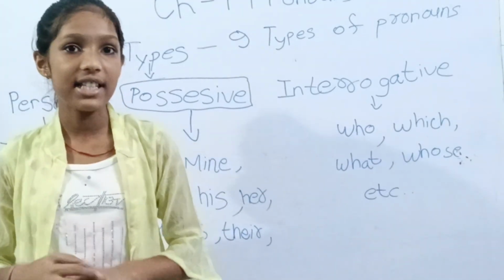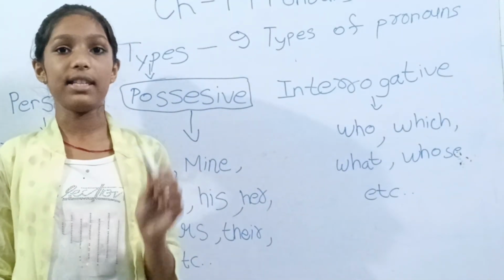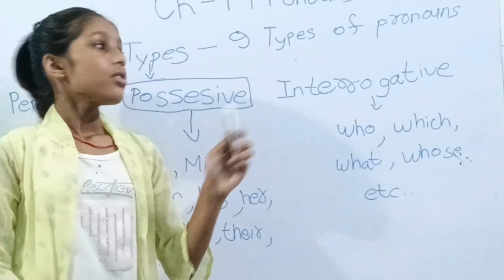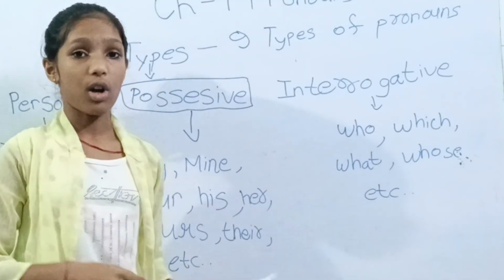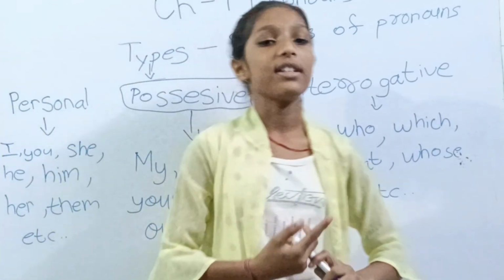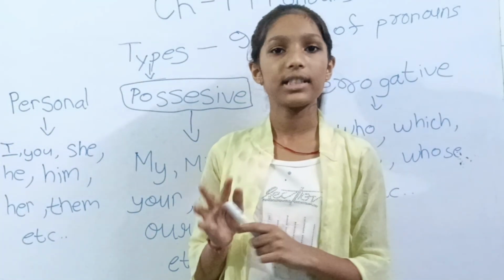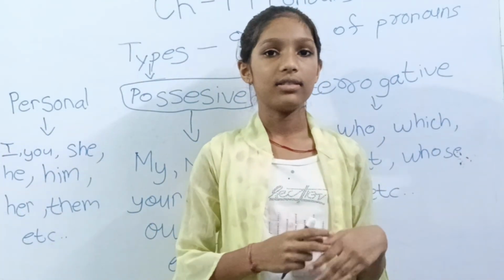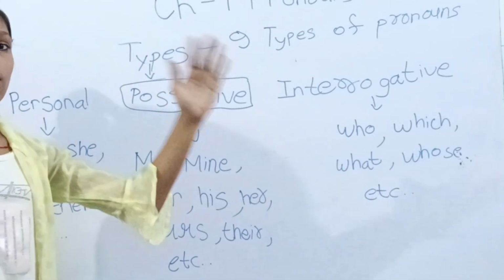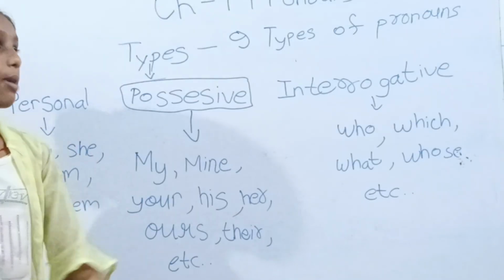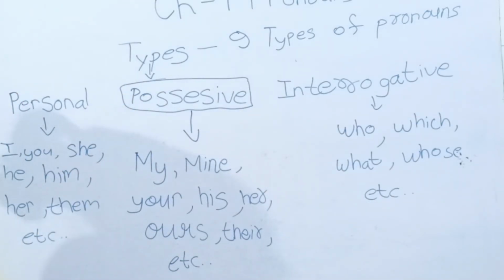Interrogative pronoun is very easy because interrogative actually means question. So who, which, what, whose are interrogative pronouns. There is another type called reflexive pronoun, but we are only going to learn these 3 right now. Then we will continue onwards. So here are the types of pronouns. We know there are 9 types, but we are only learning personal pronoun in this lecture.